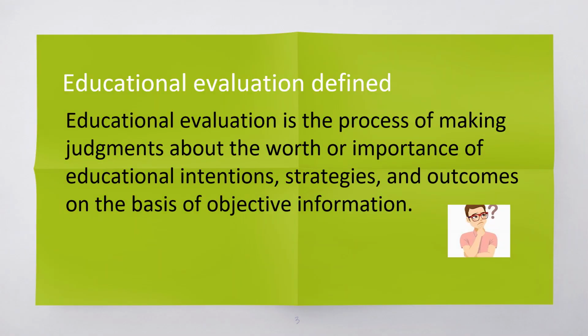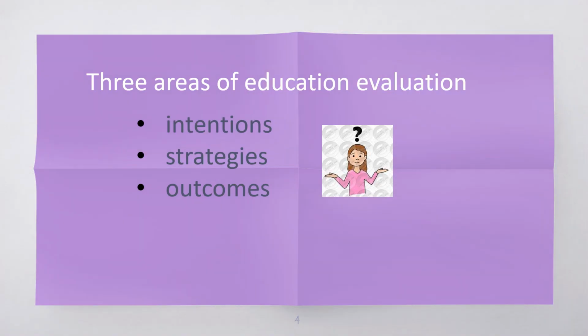Educational evaluation is the process of making judgments about the worth or importance of educational intentions, strategies, and outcomes on the basis of objective information. There are generally three areas of educational evaluation: intentions, also called purposes or goals; strategy, referred to sometimes as methods or processes; and outcomes, which relate to results or effectiveness.